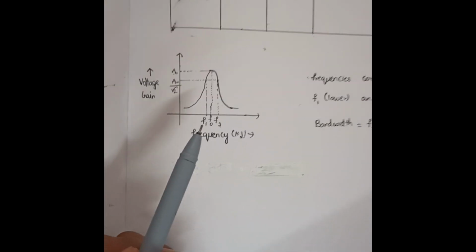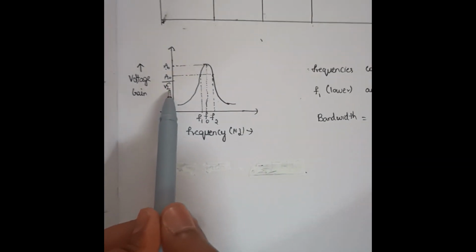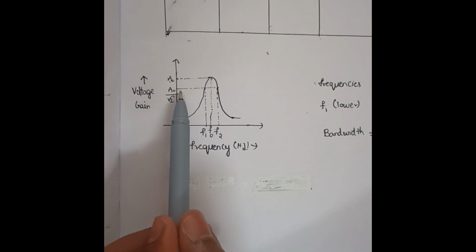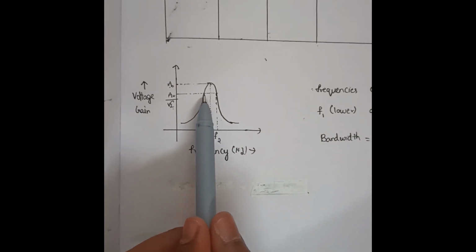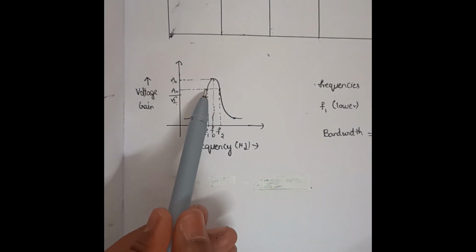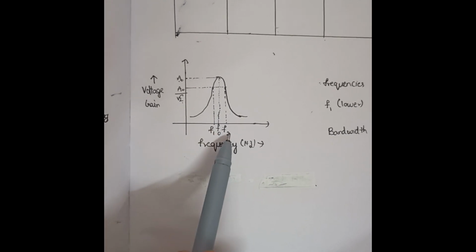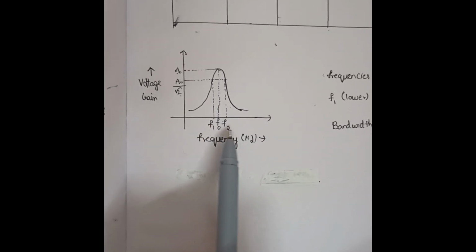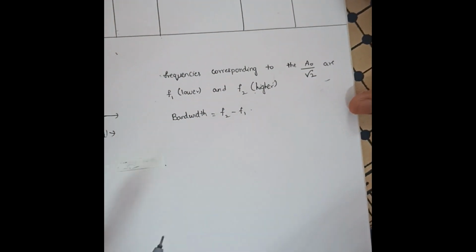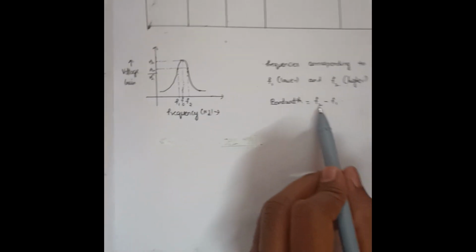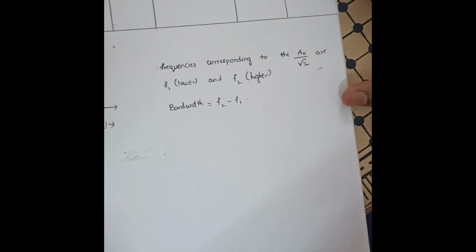Now, if you take the value of A0 by root 2 and draw a line parallel to the x-axis, this line will intersect the curve at two points. The corresponding frequencies at these two points are F1 and F2. These two frequencies are the lower frequency and the higher frequency of the bandwidth. If you subtract F1 from F2, we get the bandwidth of the LCR circuit.